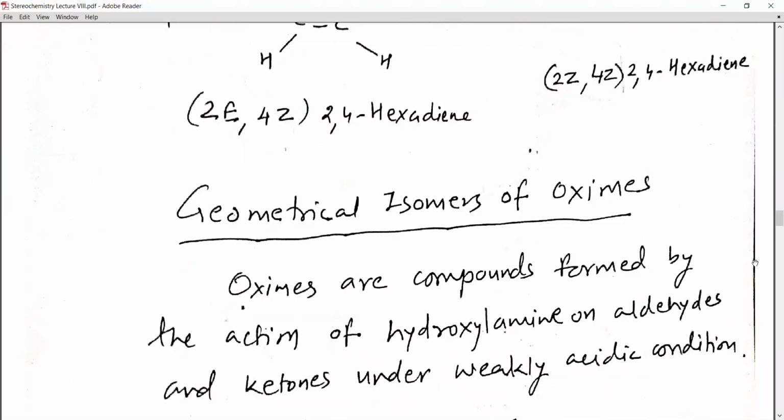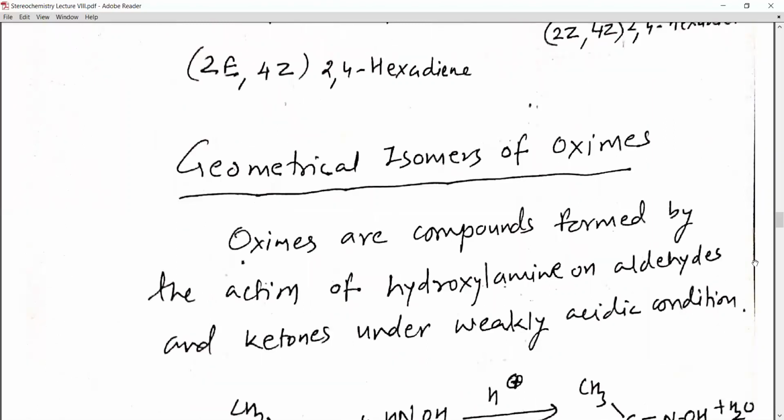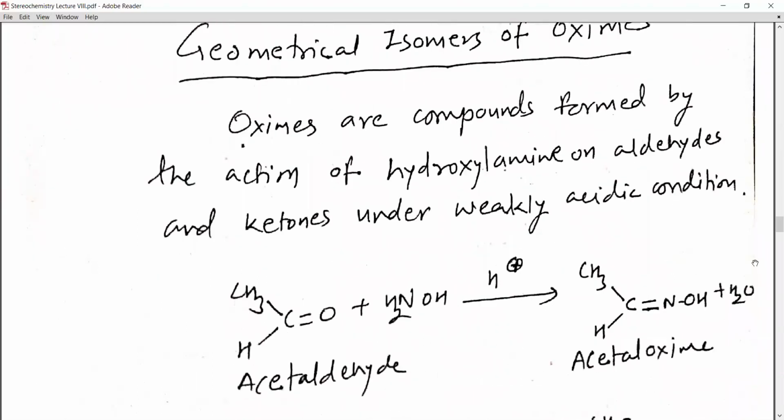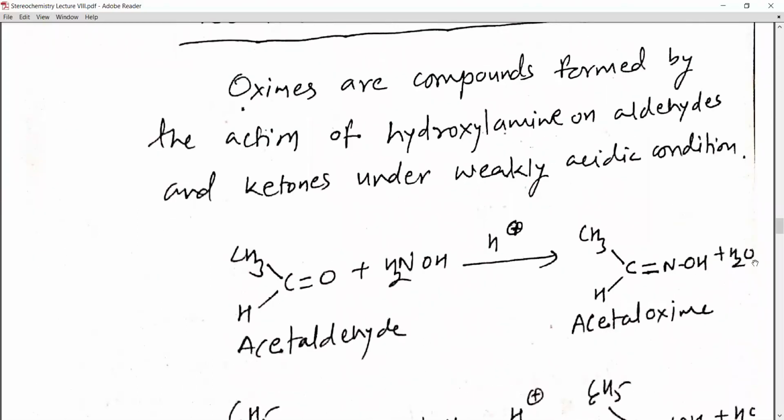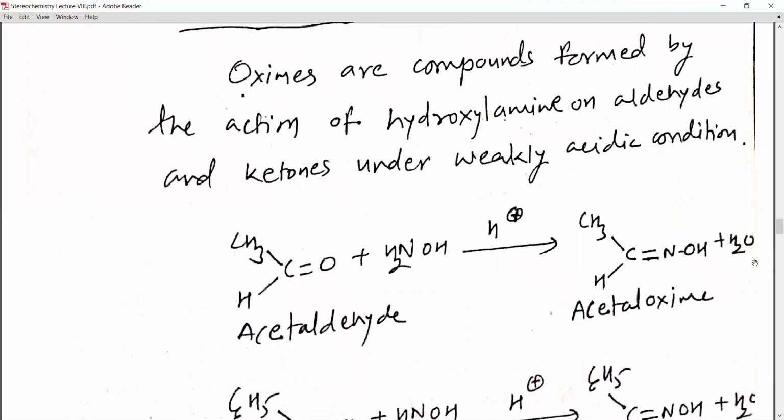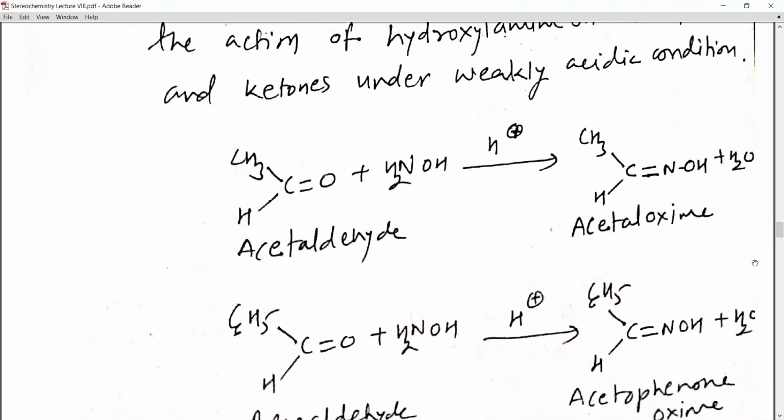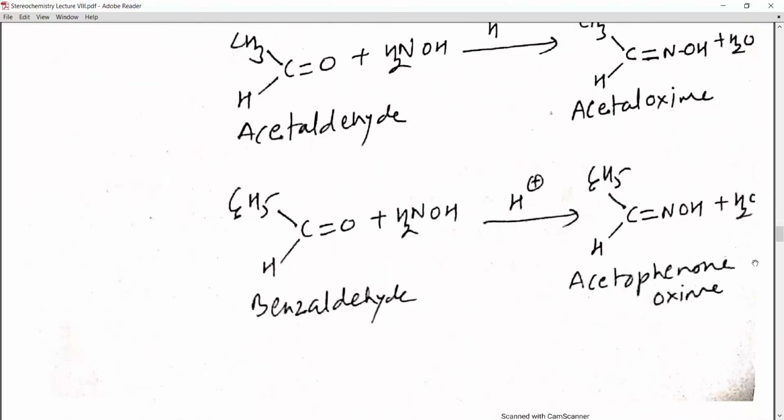Geometrical isomers of oximes. Oximes are compounds formed by reaction of hydroxylamine on aldehydes and ketones under weakly acidic condition. Acetaldehyde, when reacted with hydroxylamine in acidic media, gives acetaldoxime. Similarly, benzaldehyde, when it is reacted, we will get benzaldoxime.